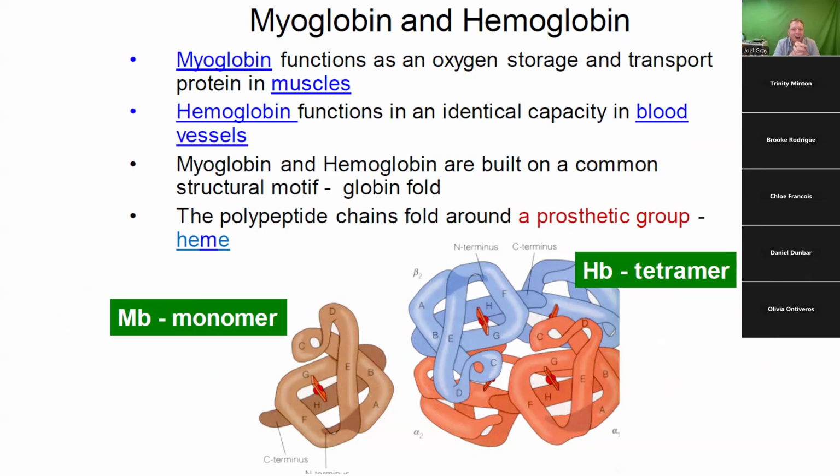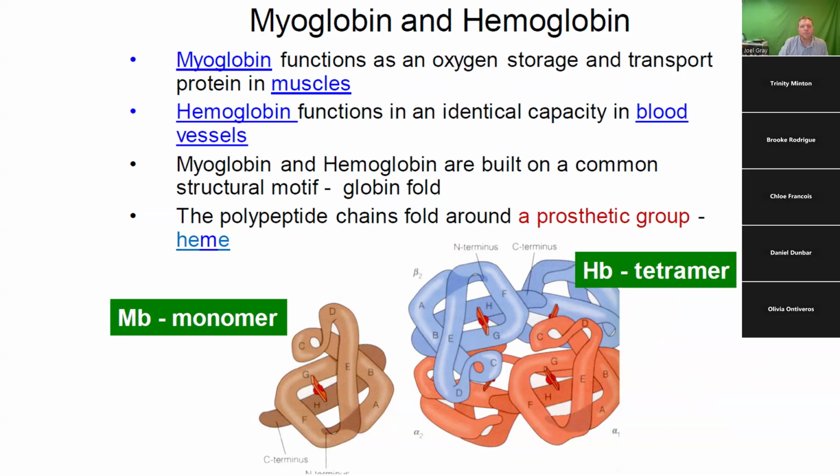Myoglobin functions as an oxygen storage and transport protein in the muscles. Okay, so that's myoglobin. Myoglobin is the player that holds on to O2 in the tissues and just does that. Holds on to it, then when needed, releases it. Hemoglobin does the same thing, but it is not stuck in the tissues. It is in the blood vessels. So it's going to be mobile. Hemoglobin from the lungs goes all the way to the tissues and releases O2.